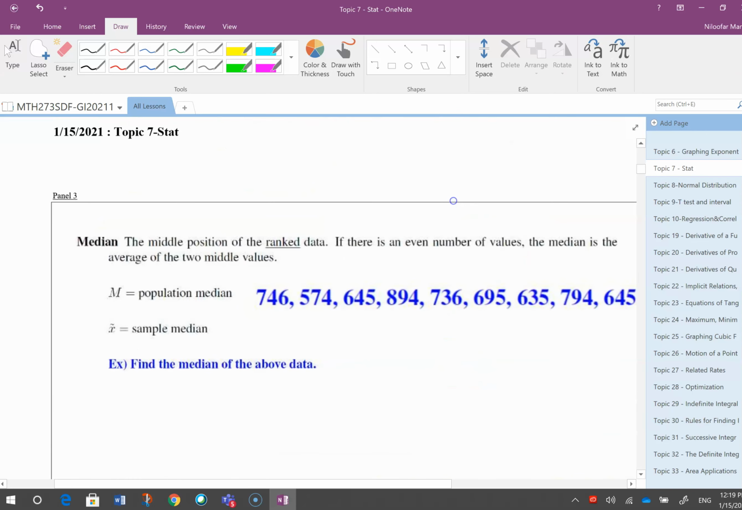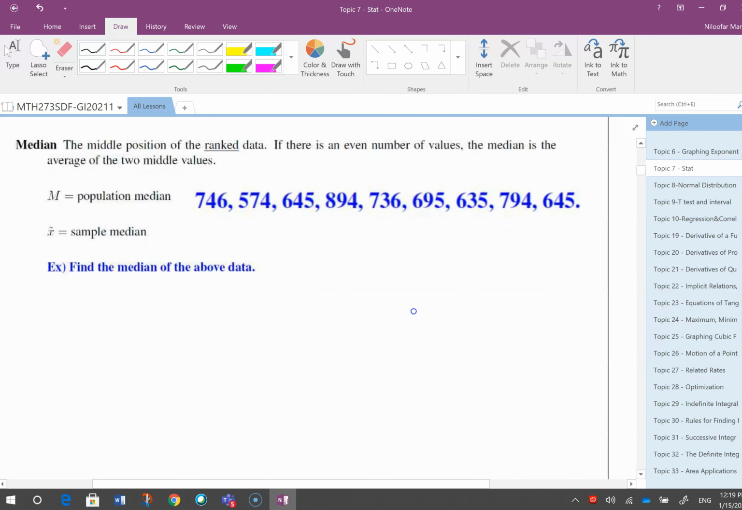So now I continue here. What is the median? The median is what you have in the middle. So you have to organize the numbers. You have to write them in order, and then tell me what you have in the middle. If it is an odd number, it is easy to find the middle. Is it odd? Yes, here I have nine data.